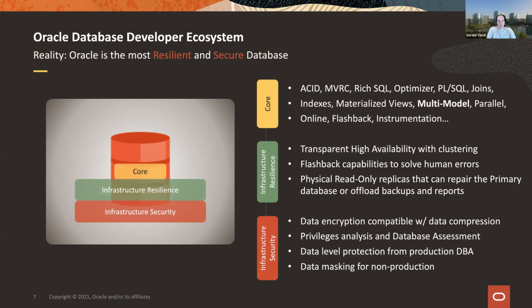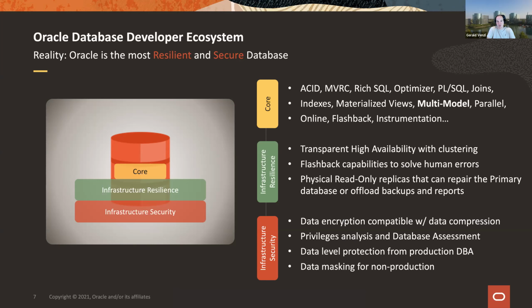When you look at the database itself, Oracle is by far the most resilient and secure database. And if you want to slice and dice it, there are a couple of different areas that we're focusing on and that we advance in parallel with different teams here at Oracle. On the bottom is the infrastructure security, all the things that people care about to secure your data, right?